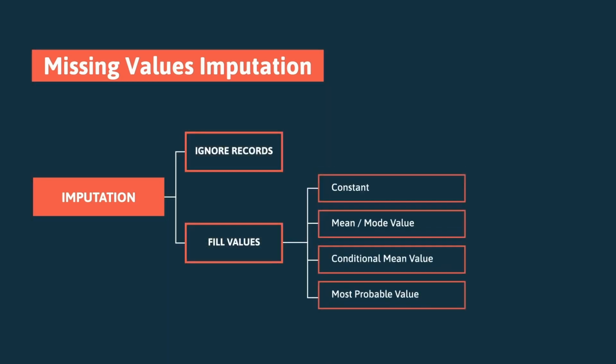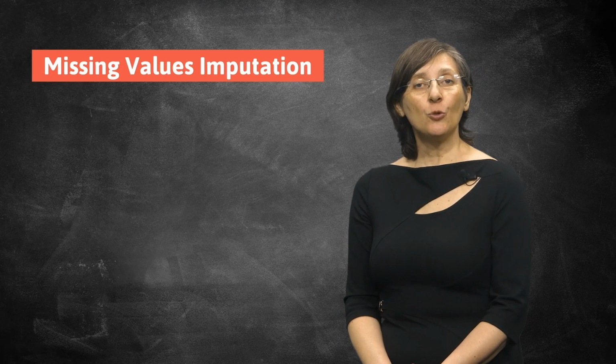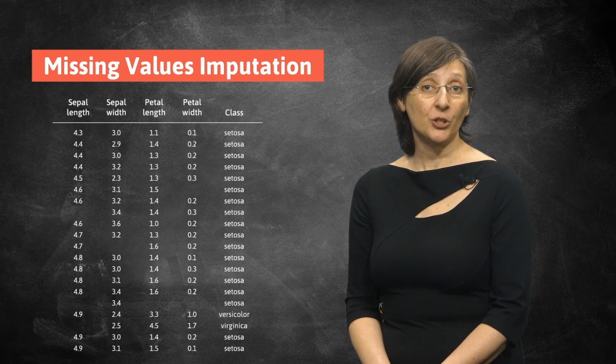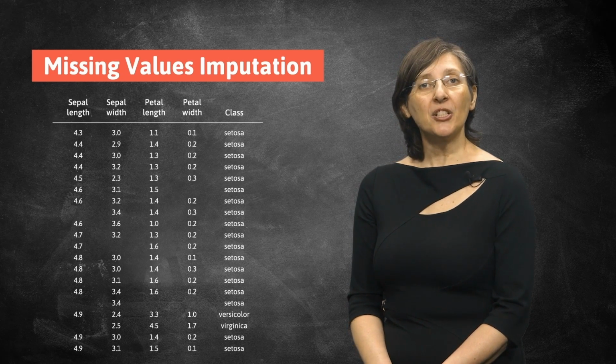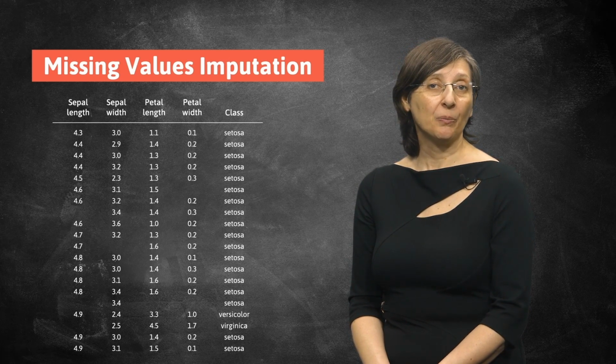There are several choices for filling a missing value: a new value for standing for it, the mean, median or mode value, the conditional mean value, or the most probable value, to name a few. Next, we are going to explain each one through an illustration based on a new version of the IRIS data. If you remember, the IRIS dataset has 150 records of flowers of three types. Imagine that there are some missing values in some of its records, as shown in the table.